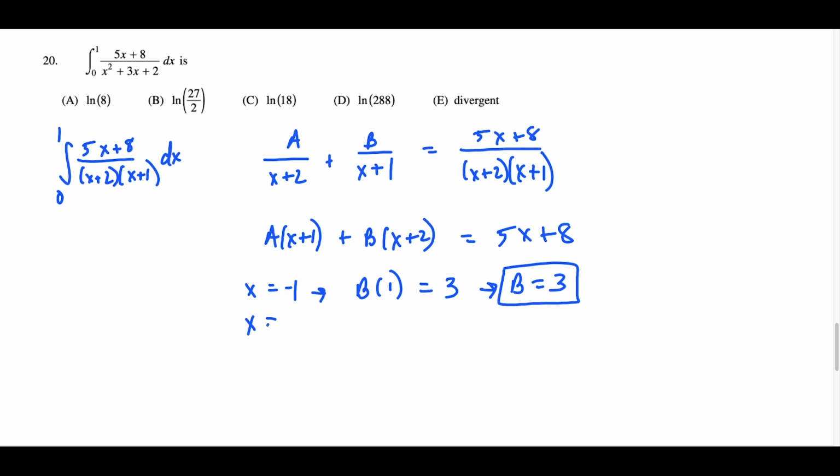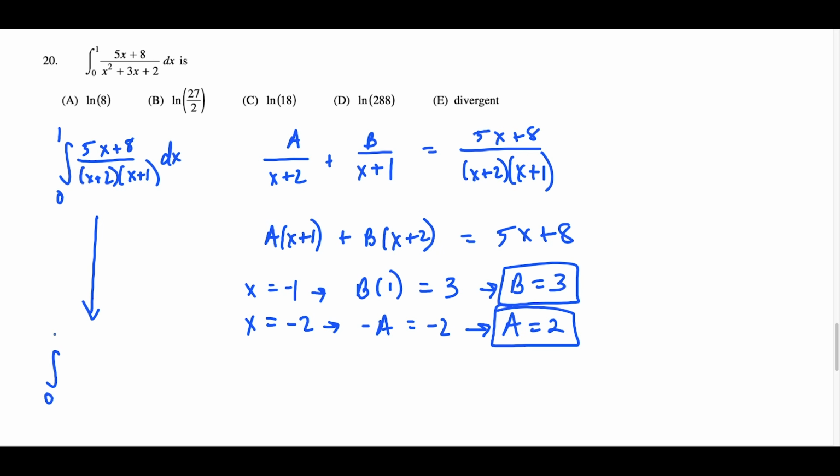Now the next thing I would plug in is x equals negative 2, because that would completely wipe this out. If I plug in x equals negative 2, I get negative 2 plus 1 is negative 1. So I'll have negative 1 times a plus 0, because negative 2 is going to cancel this out. And that's going to equal, if I plug in negative 2, 5 times negative 2 is negative 10, plus 8 is negative 2. I divide everything by negative 1, and I get a equals positive 2.